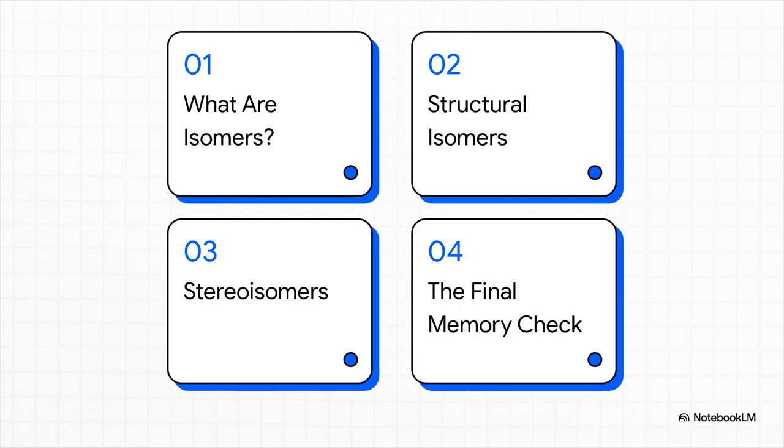All right, so here's our game plan. First, we'll cover the basics. What in the world are isomers? Then we're going to dive deep into the two main types, structural isomers and stereoisomers. And of course, we'll wrap it all up with a quick memory check just to make sure you've got it down cold. Ready? Let's do this!